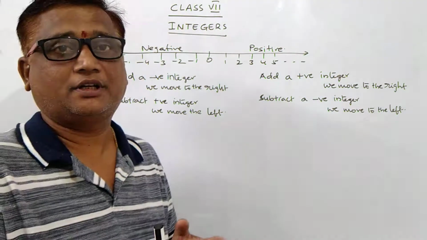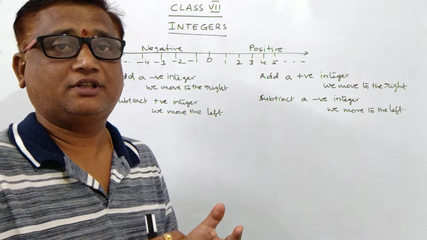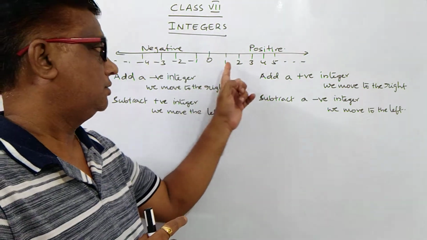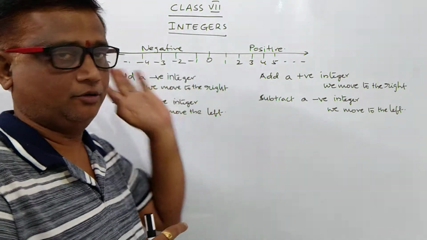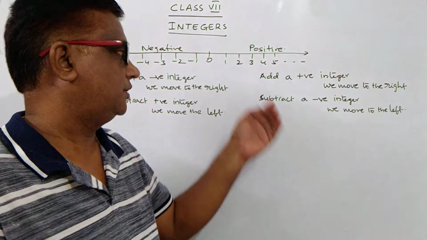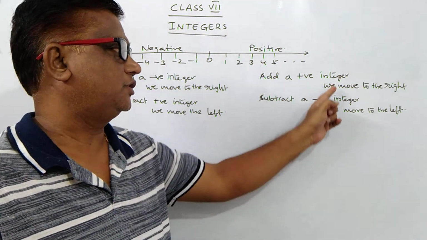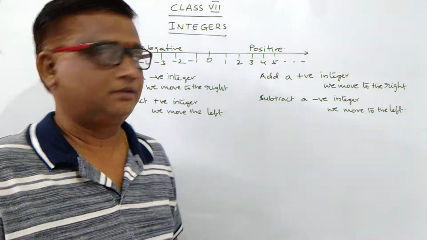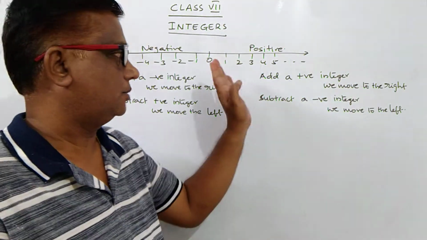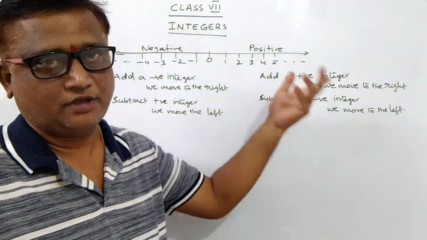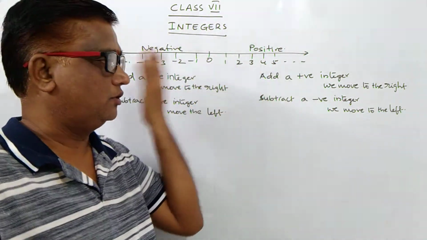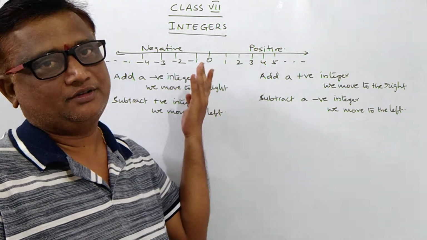In integers we have whole numbers along with negative numbers: 0, positive numbers, negative numbers. There are small rules. Add a positive integer, we move to the right. Suppose we are moving to the right, then we add a positive integer. Subtract a negative integer, suppose you are going to the left, then we are doing subtraction.